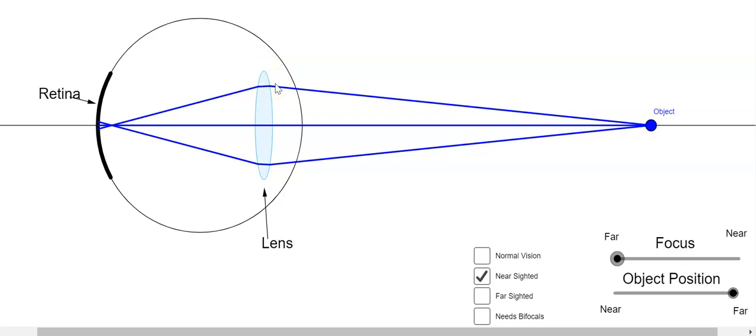So this inability to focus on the retina is why when I try to look at something far away, it's blurry. So I need glasses that I'm going to put in front of my eye to change the direction of the light so that when it comes into my lens, it does focus on the back. And so this is just an overview of the simulation.